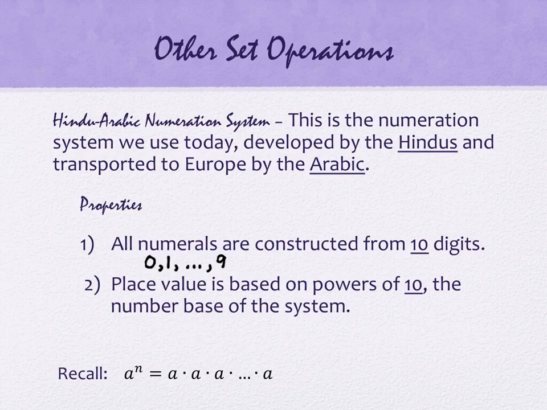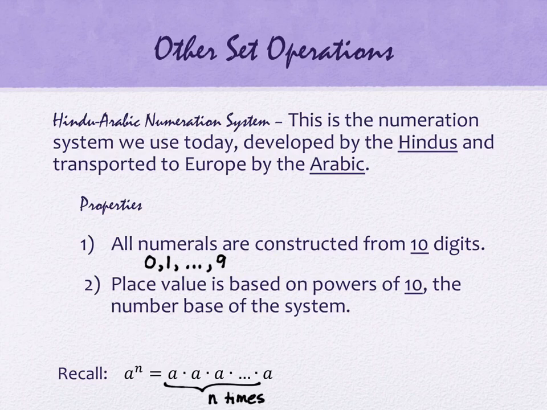So not all number systems are base 10 number systems. A couple of our systems aren't. We're going to encounter them. And I want you to recall how powers work, because we're going to see that coming into play. A to the n power means I have a multiplied together n times. All good?